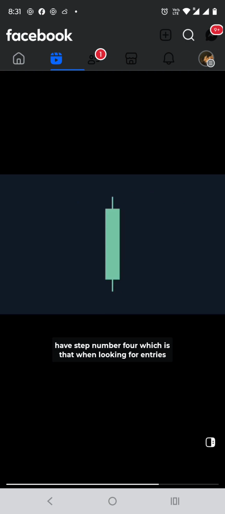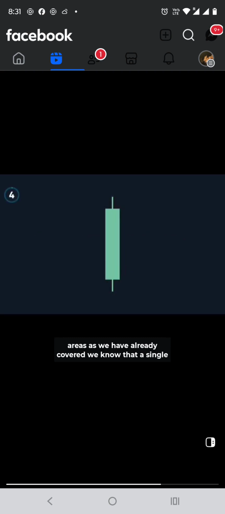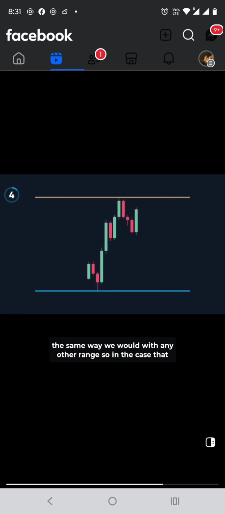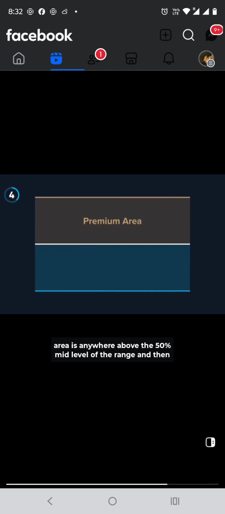So now moving on, we have step number 4, which is that when looking for entries, you should be targeting the ideal premium and discount areas. As we have already covered, we know that a single candle represents its own isolated range on the lower time frames, and this means we should be trading a CRT range the same way we would with any other range. So in the case that we are using a bullish candle for defining our range, we would of course be looking for a setup to take a short trade, and this means we would want to be looking for opportunities to enter a trade within the premium area. And the premium area is anywhere above the 50% mid-level of the range, and then anywhere below the mid-level is what we call the discount area.